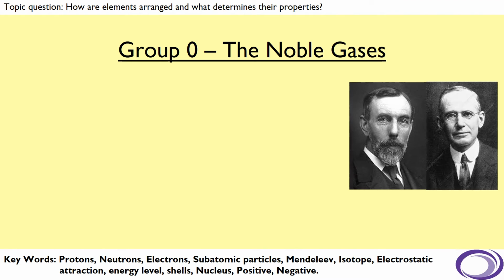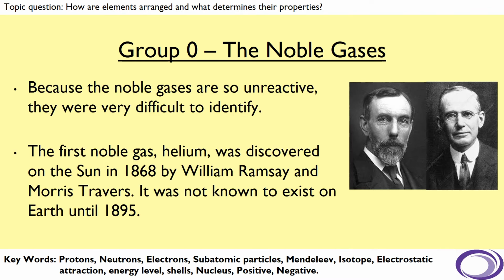Now we need to look at some groups in a little bit more detail. So first, we're going to start with group 0, which is the noble gases. Now the noble gases are so unreactive that they were very difficult to identify. The first noble gas, helium, was discovered on the Sun in 1868 by Ramsay and Travers. It was actually not known to exist on Earth until 1895. So that suggests how unreactive these gases actually are.